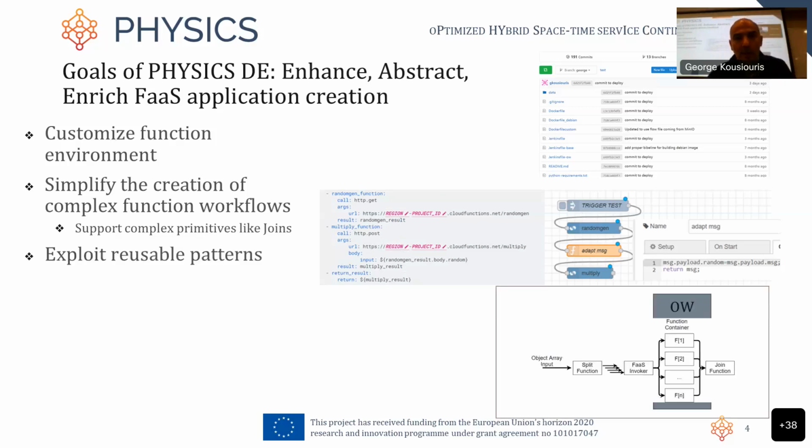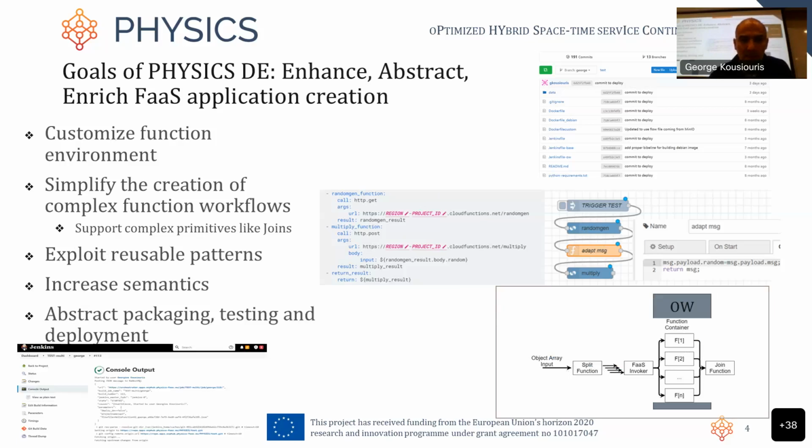Also, the aim is to exploit reusable patterns. We have some examples afterwards about what we consider a pattern and how this can speed up and augment the application workflow creation. The aim is also to increase the semantics of the developer directives towards the platform of the infrastructure layers, and to abstract the whole process of packaging, testing, and deployment on one or more FaaS clusters.